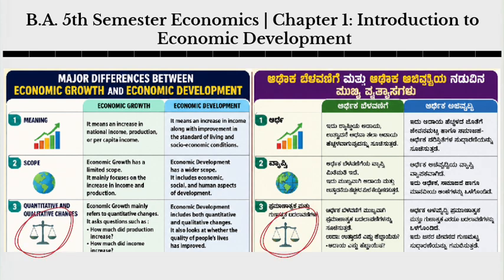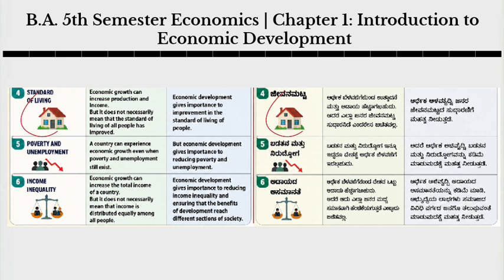3. Quantitative and qualitative changes. Economic growth mainly refers to quantitative changes. It asks questions such as, how much did production increase? How much did income increase? On the other hand, economic development includes both quantitative and qualitative changes. It also looks at whether the quality of people's lives has improved. 4. Standard of living. Economic growth can increase production and income, but it does not necessarily mean that the standard of living of all people has improved. Economic development gives importance to improvement in the standard of living of people.